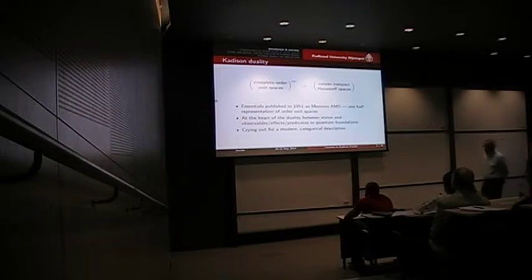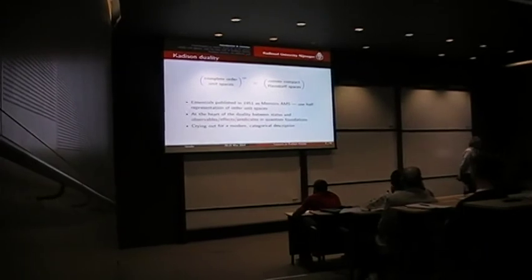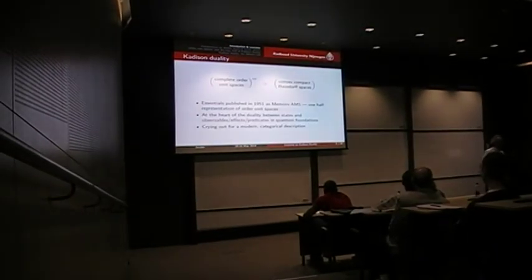The essentials were published by Kadison already in '51 in a memoir of the American Mathematical Society. He published only one half of it, the representation of order unit spaces. I never looked it up, but I understand that Stone in his original publication also only did one half, the representation of Boolean algebras, and not a duality in this form as we would now describe it in categorical terms. It's an equivalence between categories. But definitely what Kadison proved was the difficult part of the duality.